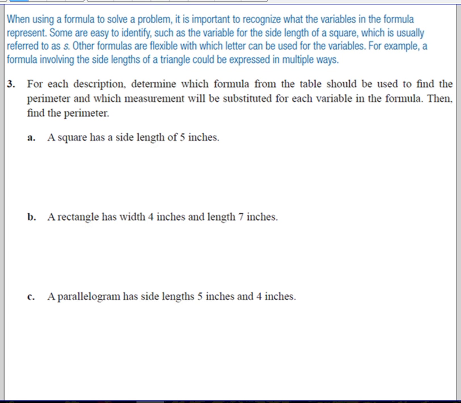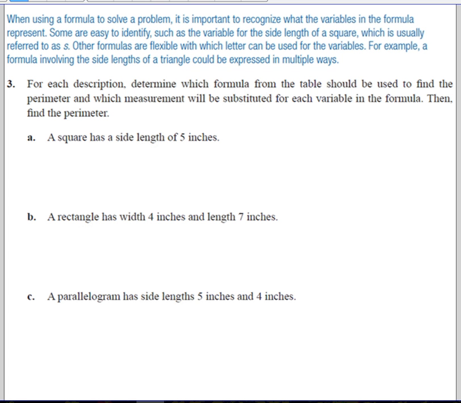When using a formula to solve a problem, it is important to recognize what the variables in the formula represent. Some are easy to identify, such as the variable for the side length of a square, which is referred to as S. Other formulas are flexible, where a letter can be used for the variables. For example, a formula involving the side lengths of a triangle can be expressed in multiple ways.